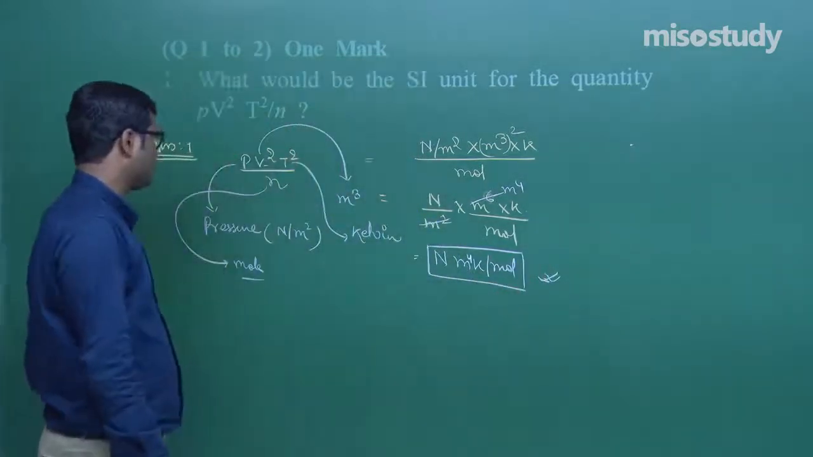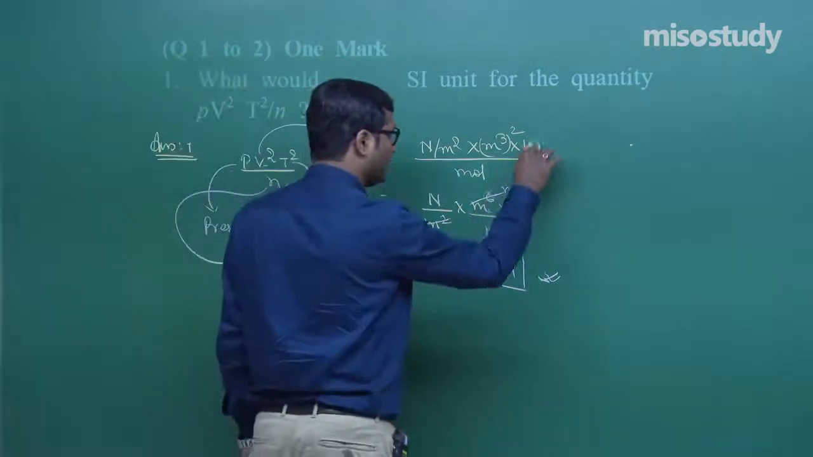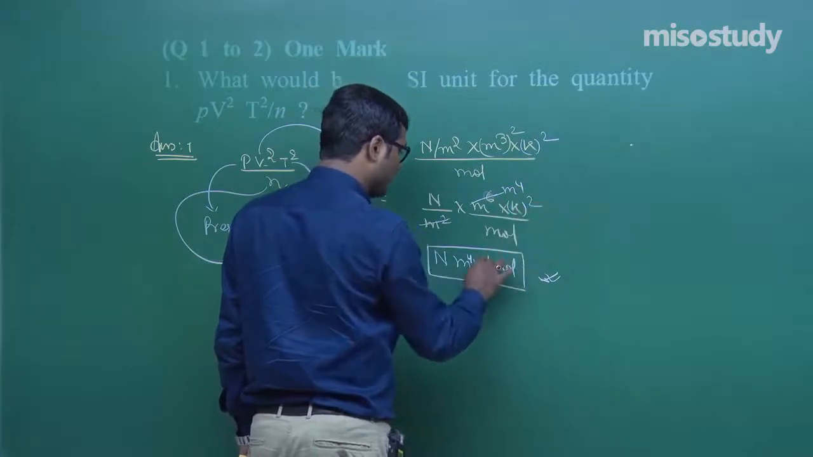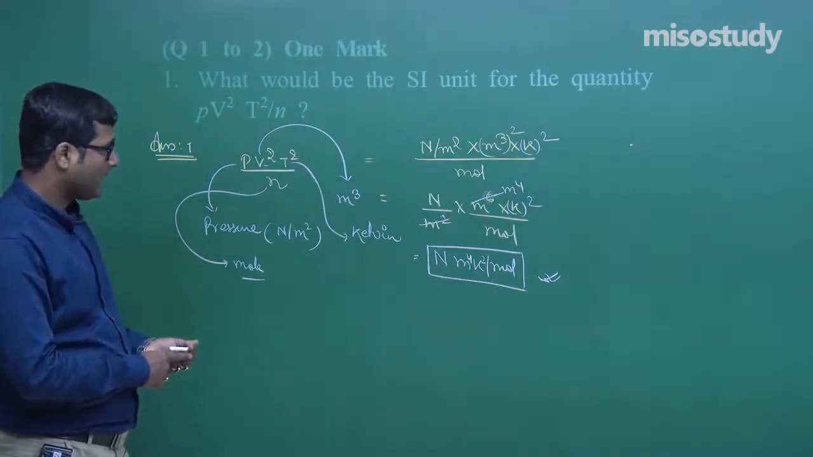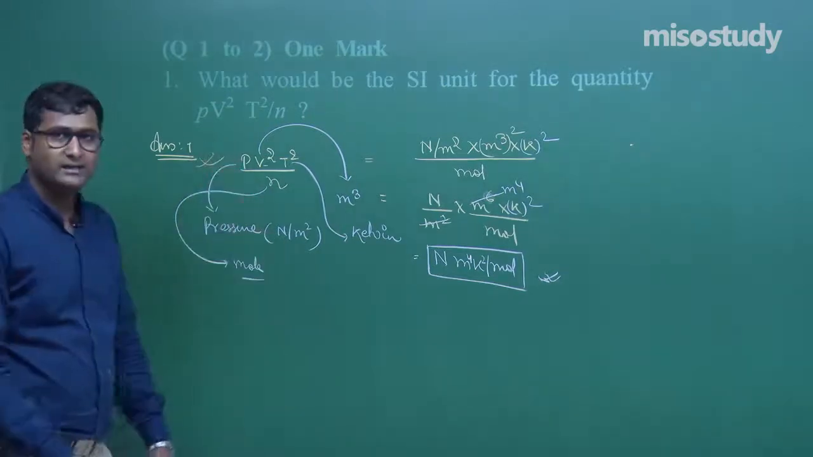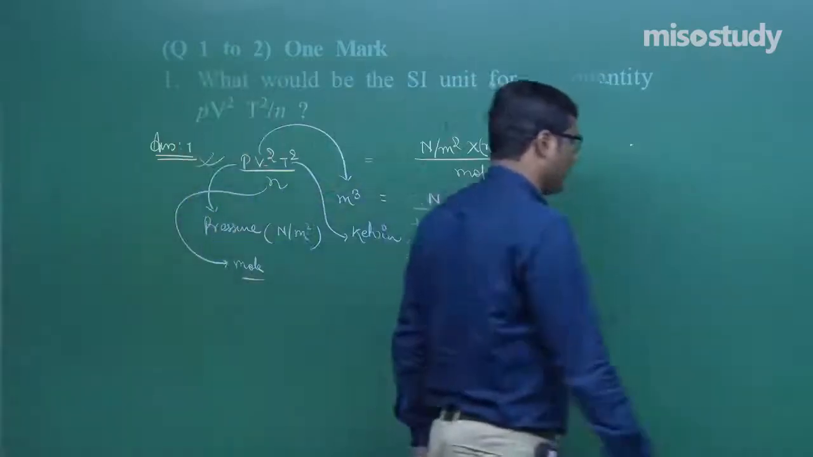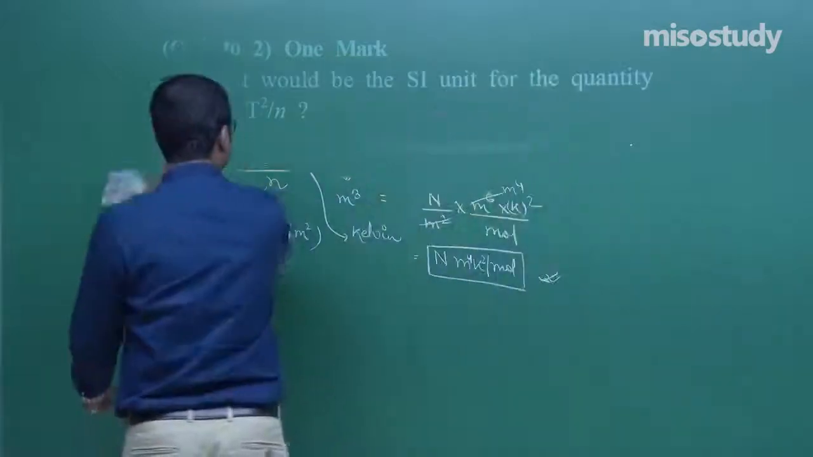One more thing, here is T square, again need to modify. This is K square. So the unit is Newton meter 4 Kelvin square per mole. Now perfect. Am I right? Yes, sir, you are absolutely right. Now I am going to rub this part, my friend, and we'll discuss the next question.